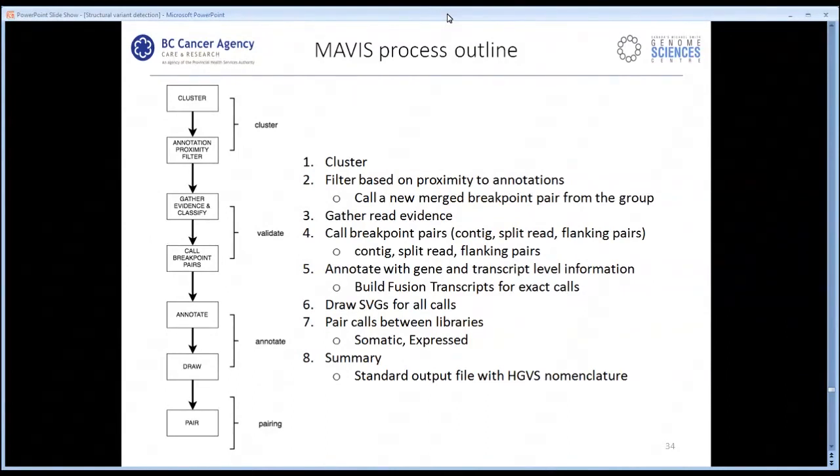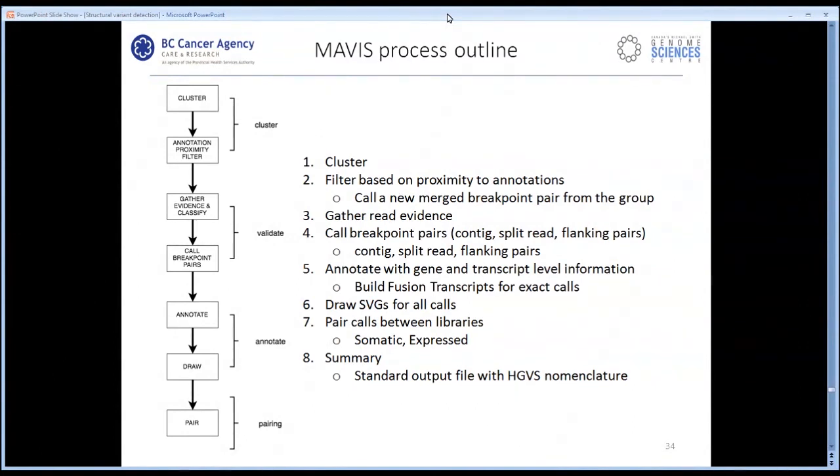In the first module, we look to cluster the breakpoints from the input tools. We then filter those based on the proximity to annotations and call a new merged breakpoint pair from the group. We then gather the read evidence in the validate module and call the breakpoint pairs. These breakpoint pairs can be called based on a contig that is generated on split reads or on flanking pairs. We then annotate with gene and transcript level information and build fusion transcripts for exact calls. These are then drawn with SVGs and can be later accessed. The pair calls are made between the libraries.